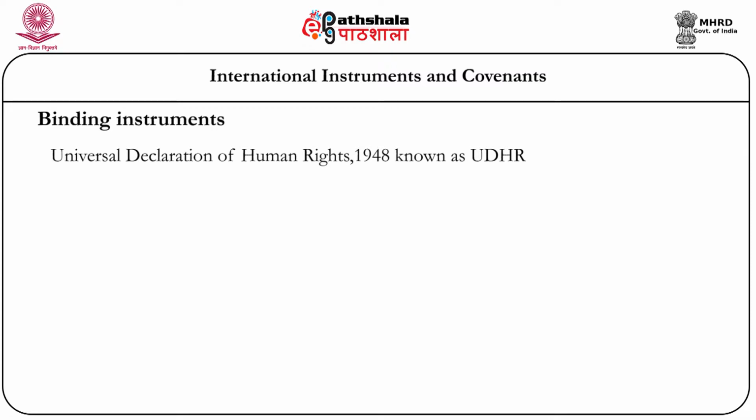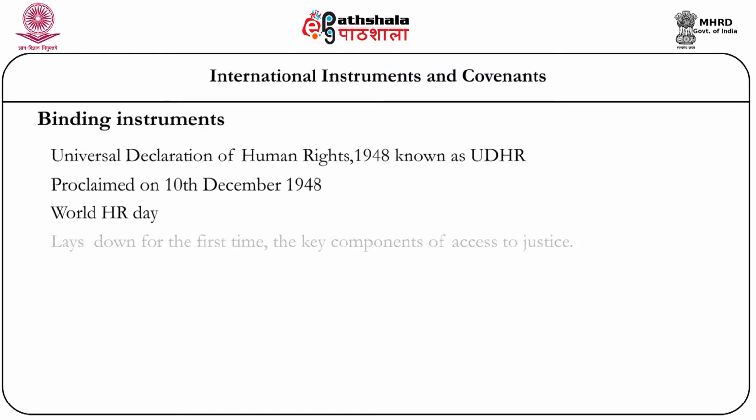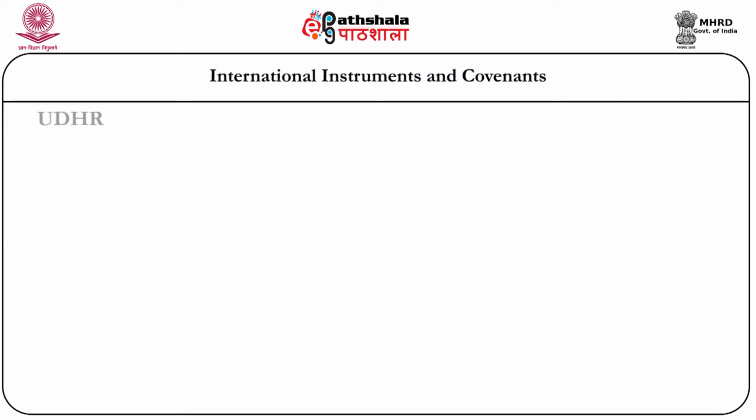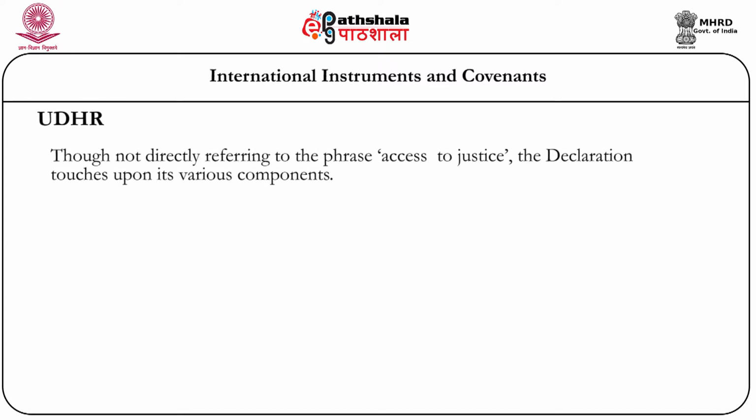It is popularly known as UDHR. This UDHR was proclaimed on 10th December 1948. 10th December is celebrated as World Human Rights Day. This UDHR lays down for the first time the key components of access to justice. Though not directly referring to the phrase access to justice, the declaration touches upon its various components.